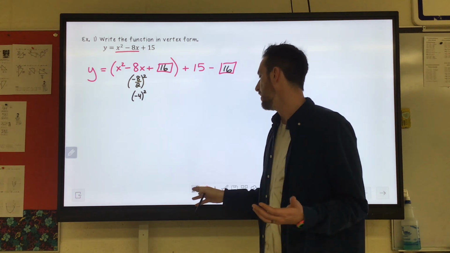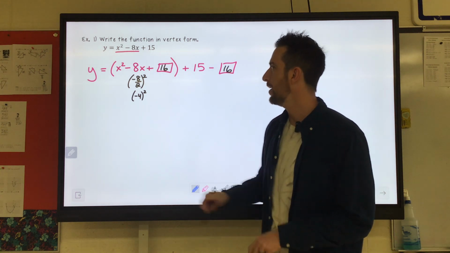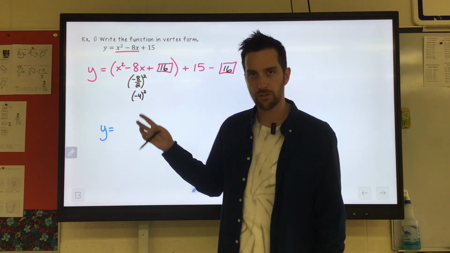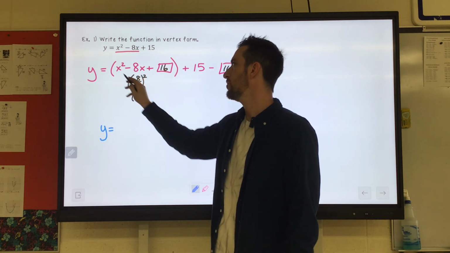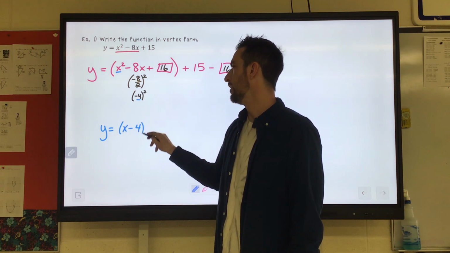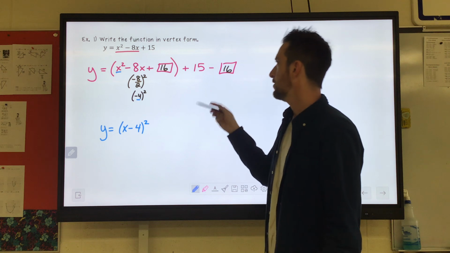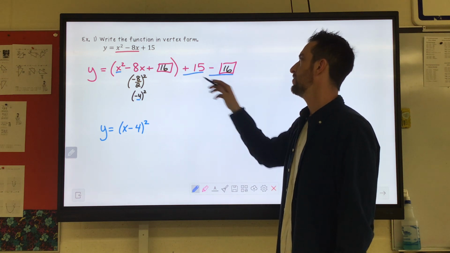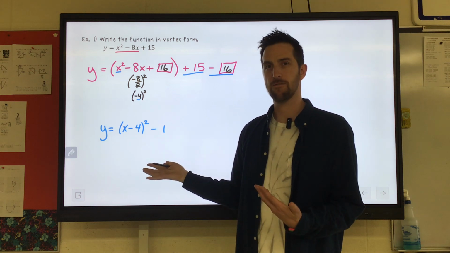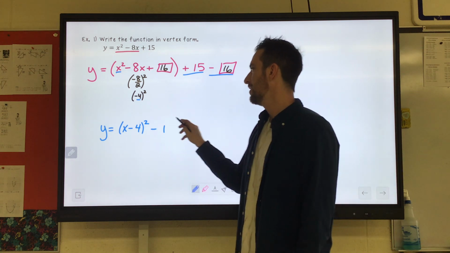It seems wild to do this, but now if you look, what's in parentheses is one of these perfect square trinomials. This would factor to x minus 4 squared. And then you look back here, we have positive 15 minus 16 is negative 1. That's vertex form now. What?